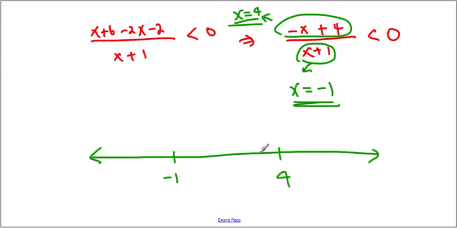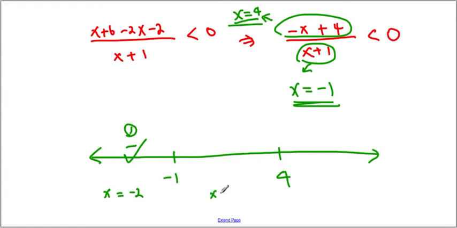Now what we're going to be doing is plugging in a value here, here, or here to see which of them, or all of them, might satisfy this given condition. So let's look at the first section. X has to be less than negative 1, so if you let x equal negative 2, for example, then the top is positive and the bottom is negative, so the whole thing becomes negative. And that's what we want because it has to be less than 0. So this one works.